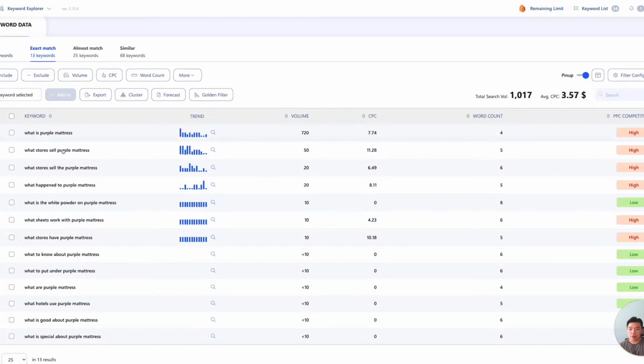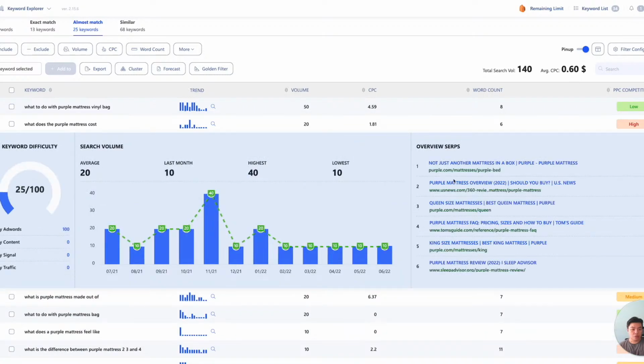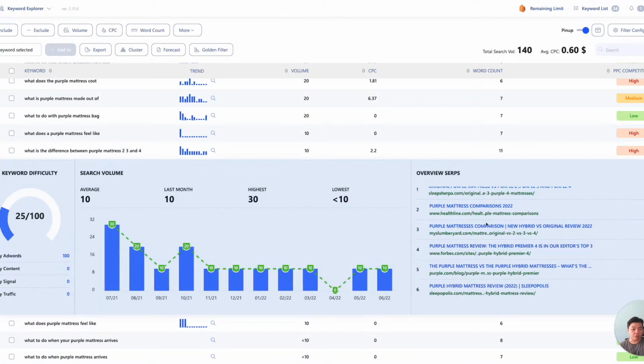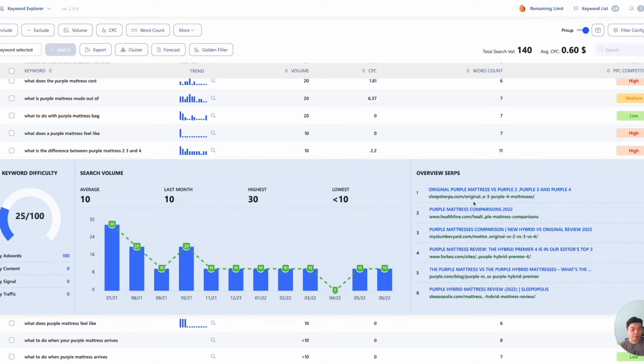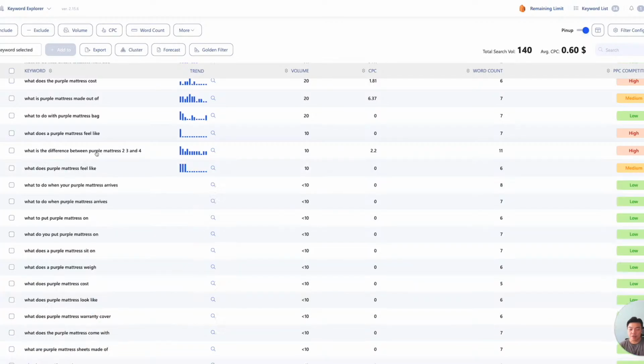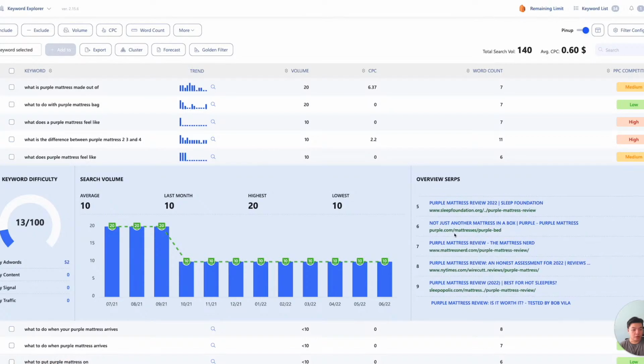What is purple matches? So exact match is only 13. You can also see almost match, what to do purple matches, Vinny bag, what does purple matches cost? So as you can see here, purple really covers a lot of this, except this keyword. As you can see, there's no purple. Oh, there it is. Difference between purple matches. What do purple matches feel like? See, they are here, but it's kind of like not really. So this is a perfect example where the intent is what does matches feel like, but the content is just another matches in the box.